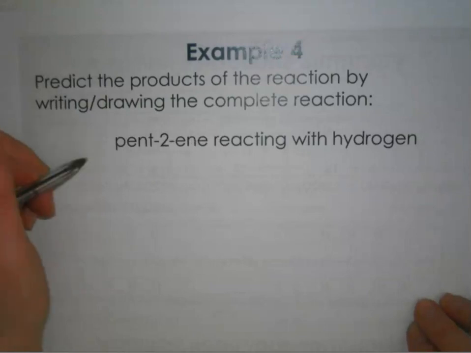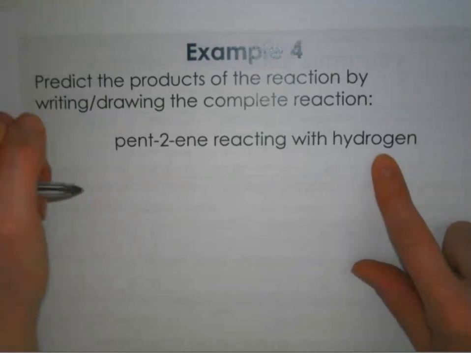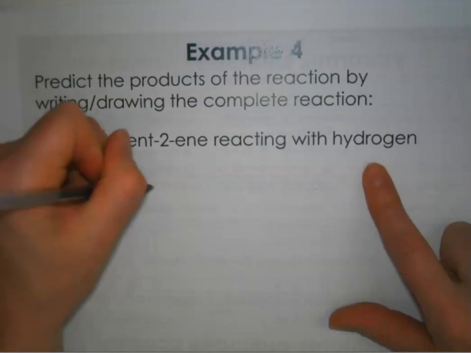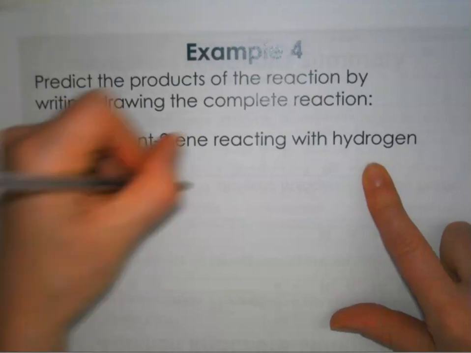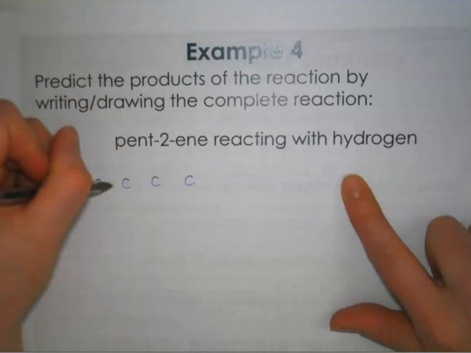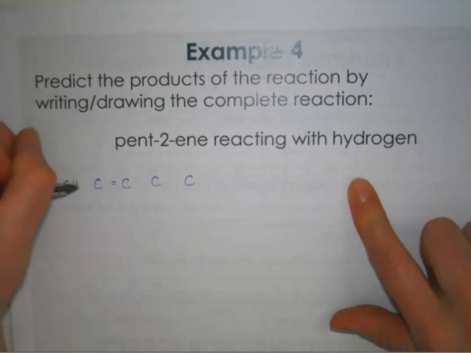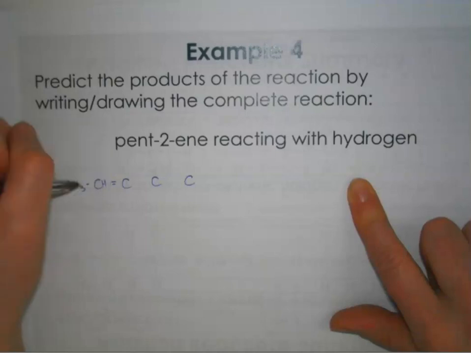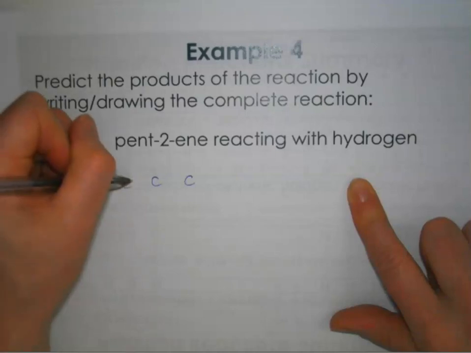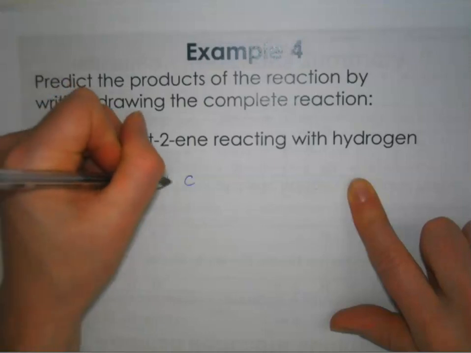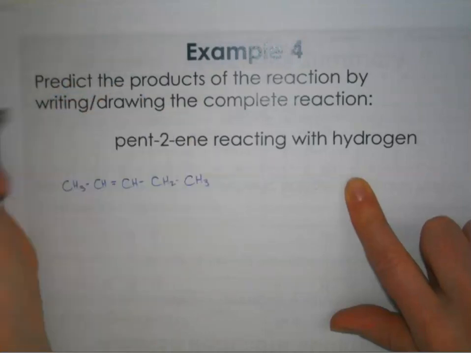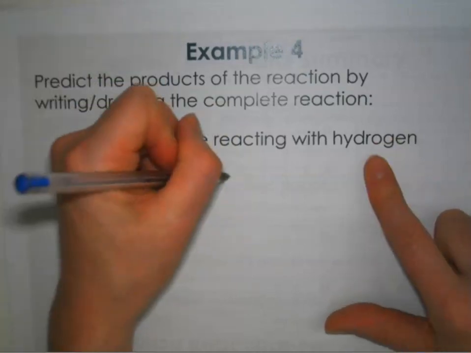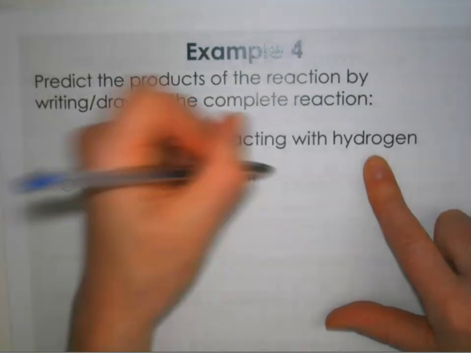Pent-2-ene reacting with hydrogen. So this is going to be an example of hydrogenation, which is a special version of addition. So again, we have pent: 1, 2, 3, 4, 5, and the double bond is on the second carbon. So this is going to be CH3, CH, CH, CH2, CH3. Okay, and it's reacting with hydrogen. So remember, hydrogen is diatomic, so it's going to come as H2.